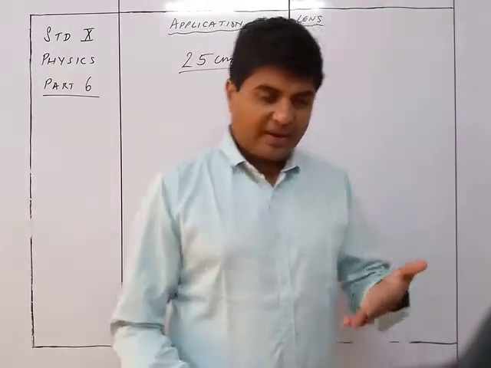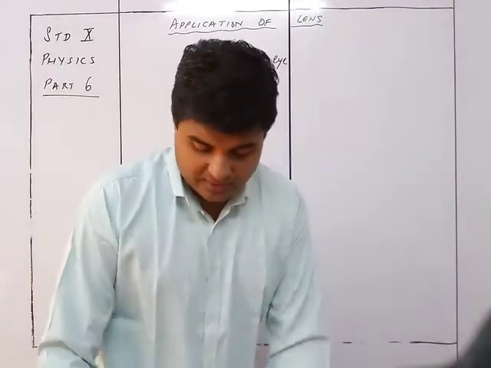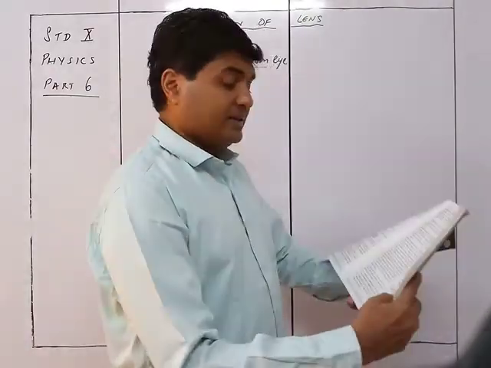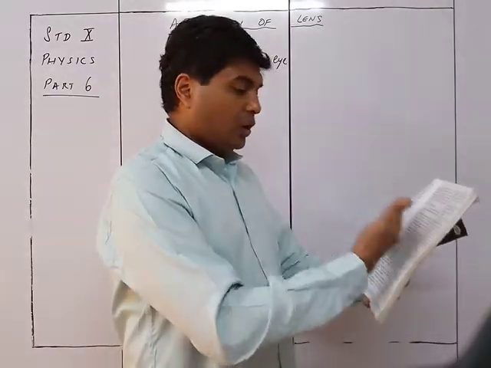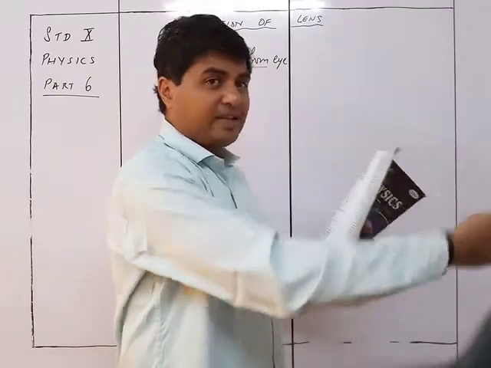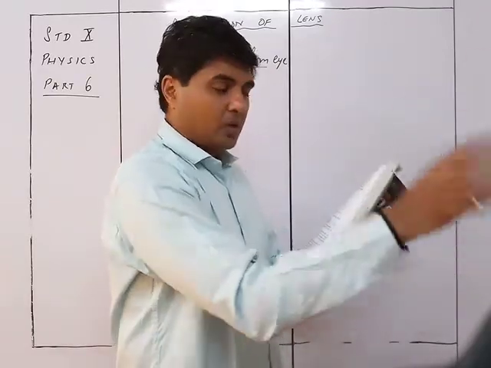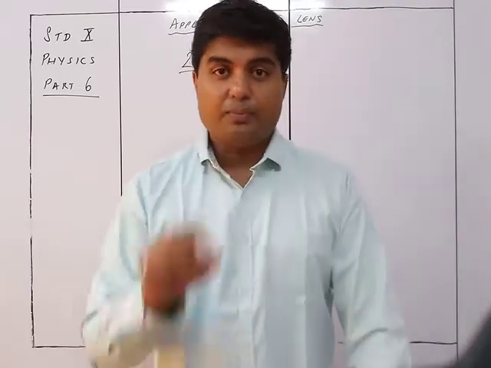Suppose I want to read, I will take this example. I want to read this. So I will take a magnifying glass and place it close to this, so that I can get the image of this on the same side as the object, a bigger one on the other side of the lens, which I can read much more easily.